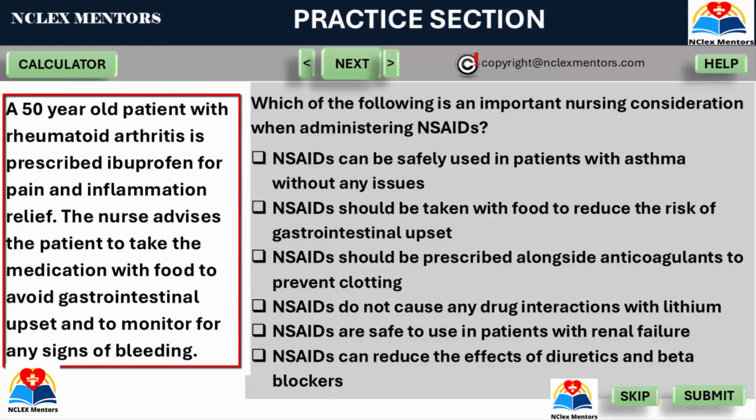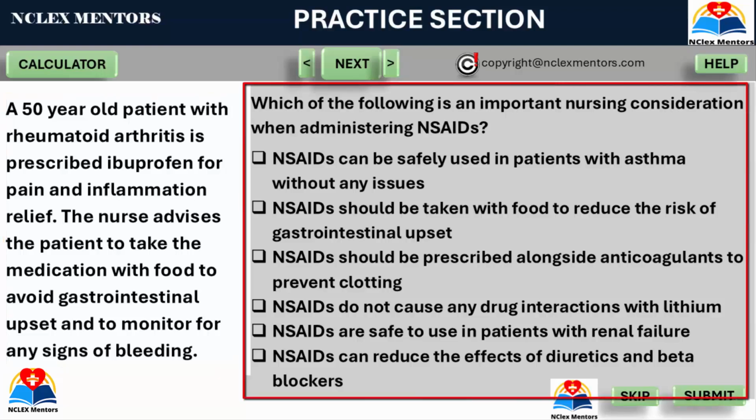A 50-year-old patient with rheumatoid arthritis is prescribed ibuprofen for pain and inflammation relief. The nurse advises the patient to take the medication with food to avoid gastrointestinal upset and to monitor for any signs of bleeding. Which of the following is an important nursing consideration when administering NSAIDs?